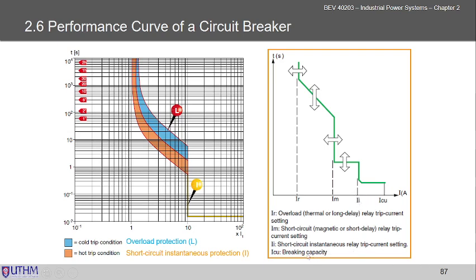Okay? So after this, it will break. This is the ICU. ICU is the breaking capacity of our circuit breaker. That means once you reach this region, our circuit breaker is damaged. Yeah, it is damaged. It can no longer be used again.